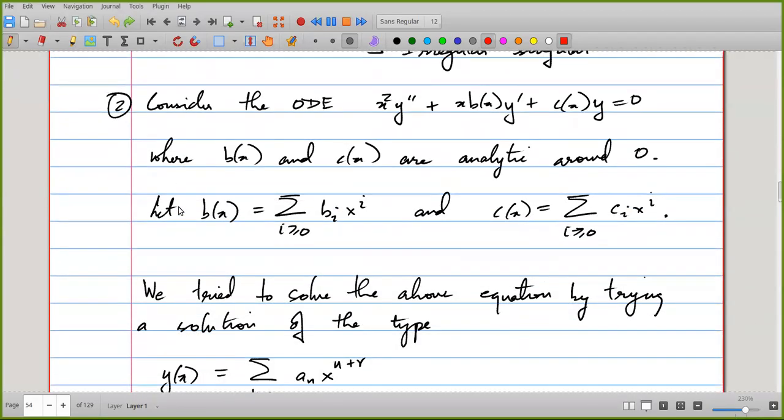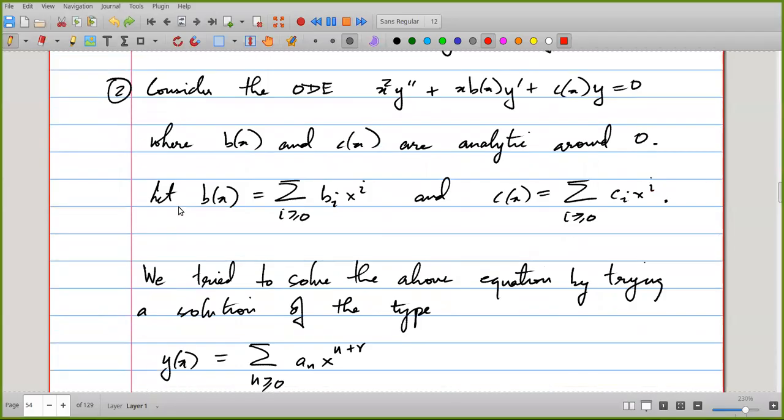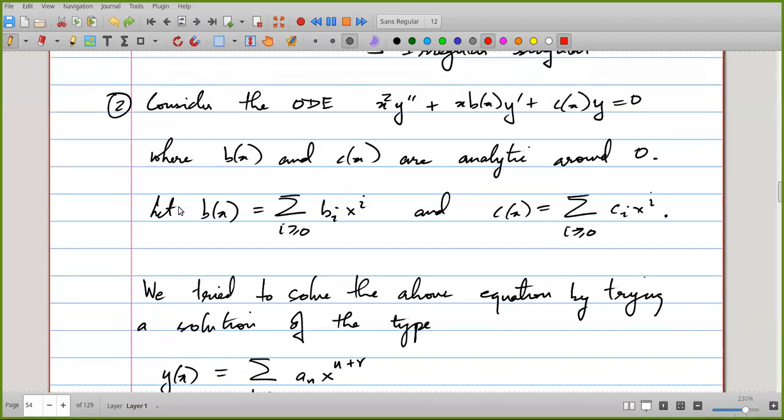Consider the ODE. When we have a regular singular point, for simplicity, we are always going to assume that the point we are talking about is 0 instead of x naught. So consider the ODE x squared y double prime plus x b(x) y prime plus c(x) y equal to 0, where b(x) and c(x) are analytic around 0. So we assume that b(x) is given by this power series, summation i greater than or equal to 0 b_i x^i, and c(x) is also given by this power series, summation i greater than or equal to 0 c_i x^i. So everything is happening around 0.